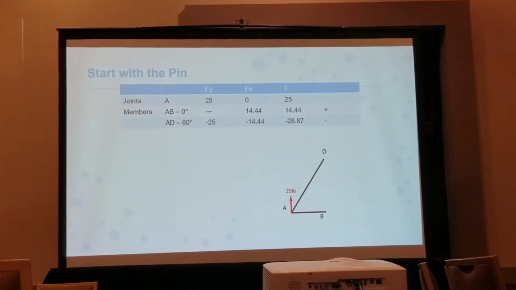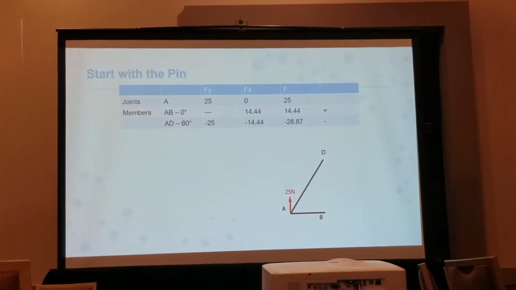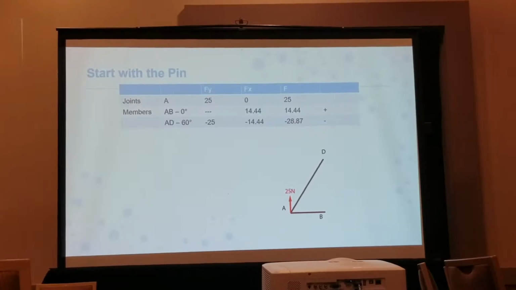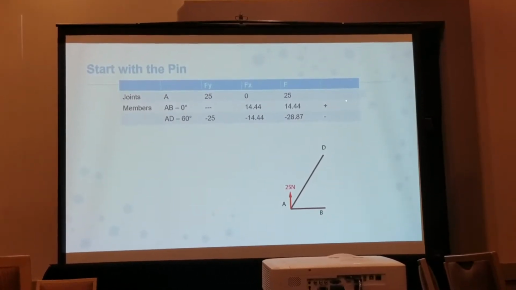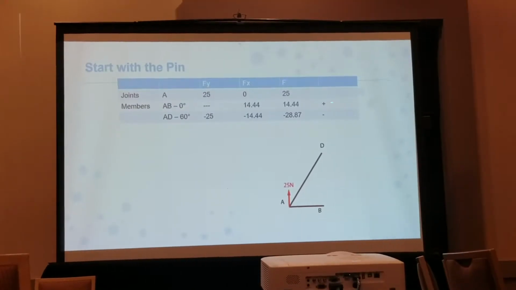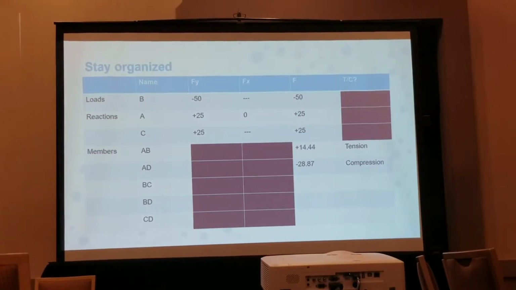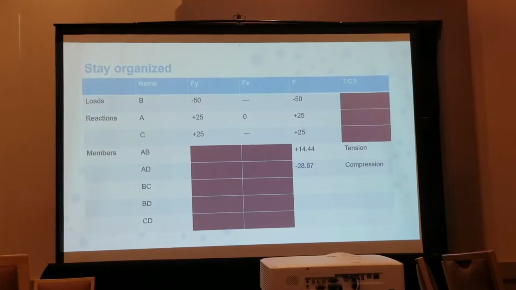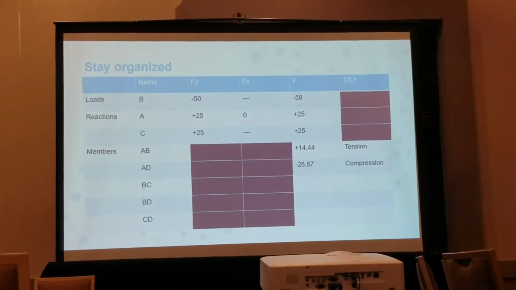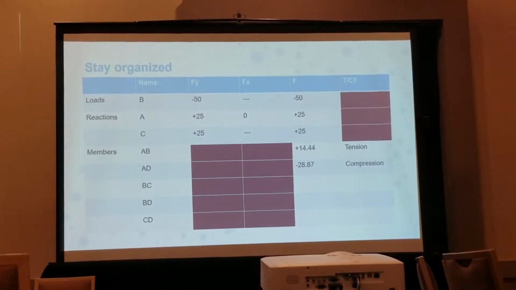So that's all there is about this joint. We then take these numbers and bring them back to our master table. Remember, the only stuff that we're actually going to transport into our master table is this little bit of information right here. Because 14.44 in AB is positive, it's tension. Because AD is negative 28.87, that's compression.